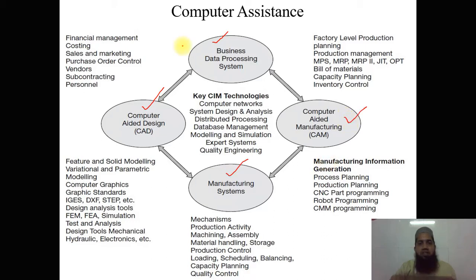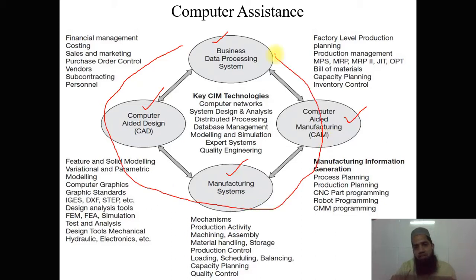Okay, the process moves this way, you can see. If I speak about the business and data processing department, it is a major department. Under this department, we have the finance management department, costing department, sales and marketing department, purchase order control department, vendor department, subcontracting department, and personnel department.